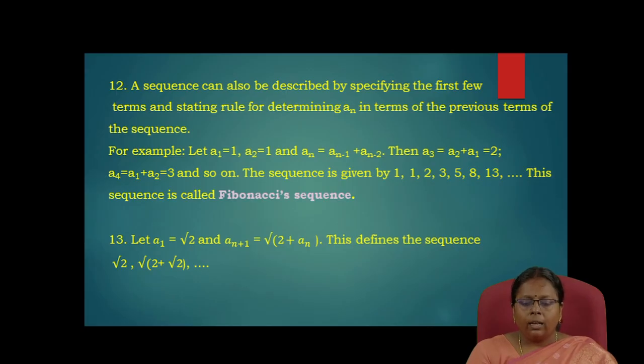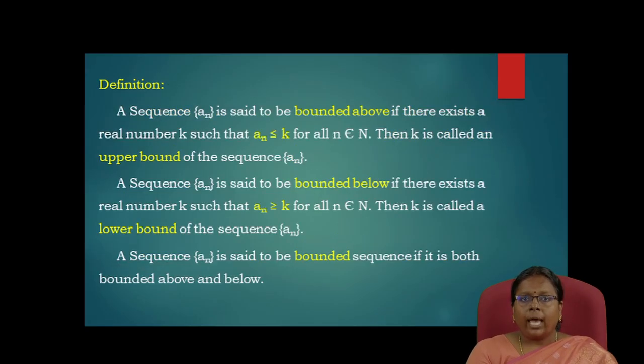And in the last example, we are taking a1 as square root of 2 and an plus 1 is root of 2 plus an. So, this defines the sequence root 2, root of 2 plus root 2, etc. So, we have seen the definition of sequences and various examples related to that.